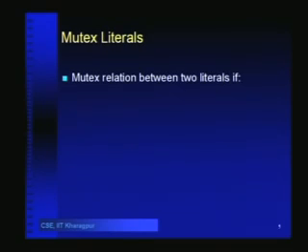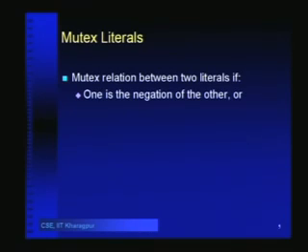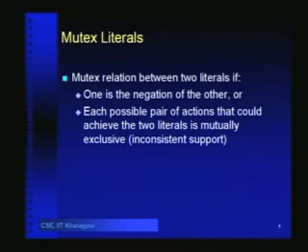And then a mutex relation exists between two literals. Literals means the propositions that we have. If one is the negation of the other, like have cake and not have cake. So, in the last slide what I discussed was the mutex between the actions, and this is the mutex between the literals. And the second one is that each possible pair of actions that could achieve the two literals is mutually exclusive, which means we have inconsistent support.